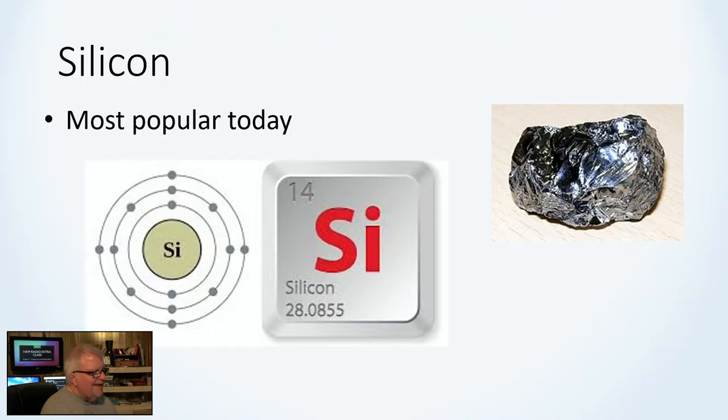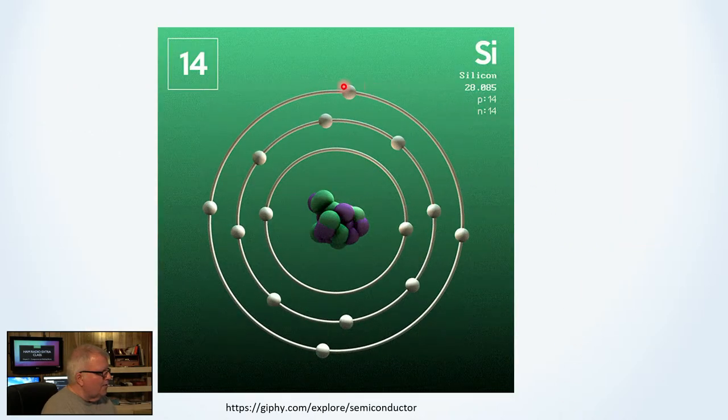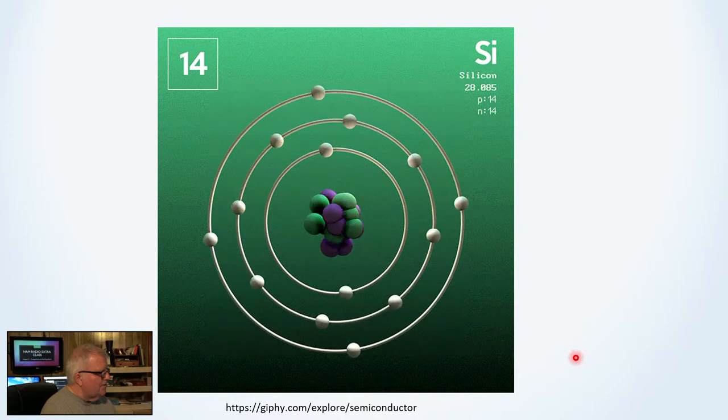As I mentioned, today silicon is the most popular. Again, take a look at what it looks like. It's a really tight matrix of atoms together. And again, we saw this one earlier. Here's the four valence electrons on the outer part.